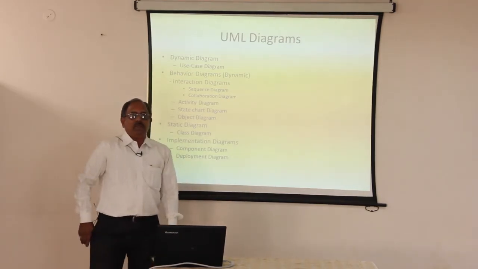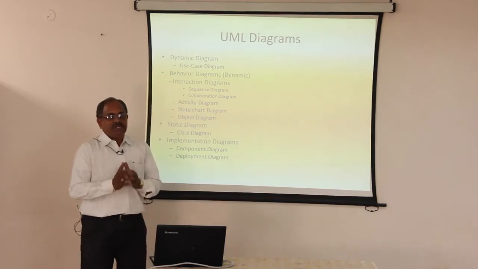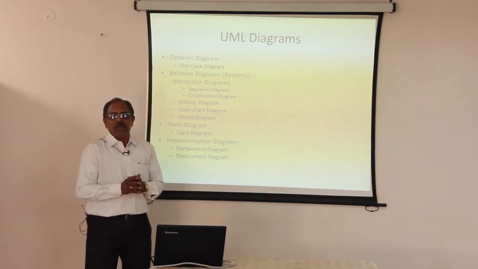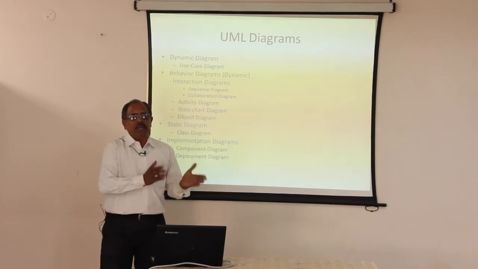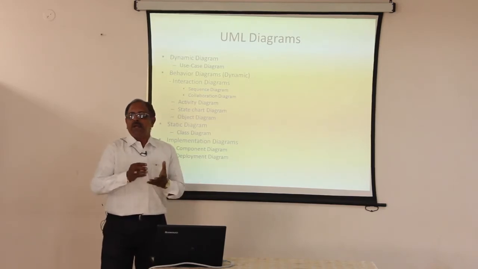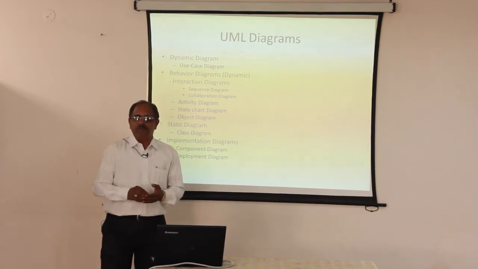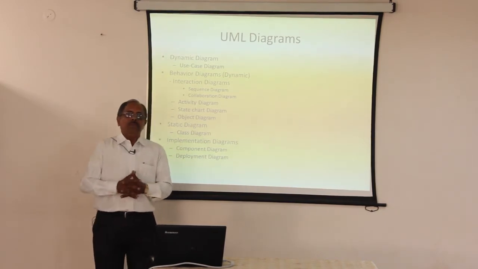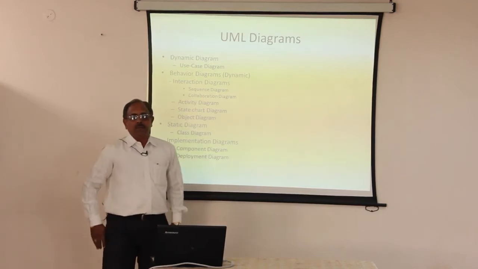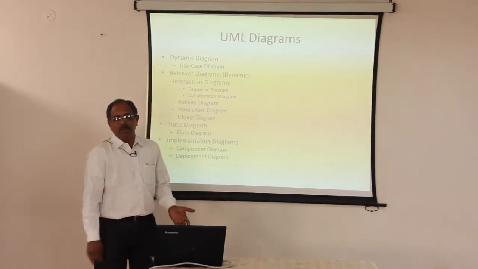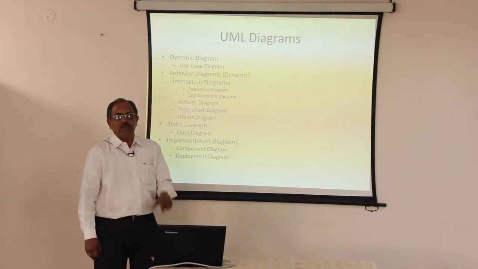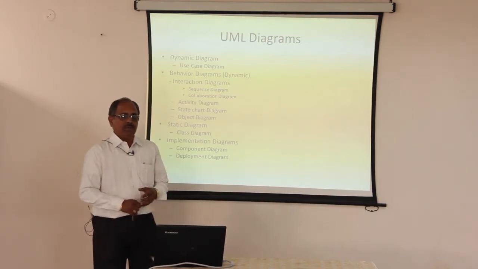The class diagram comes in the design environment, where the classes that we identify from the object behavior are represented, and the class relationships are converted into the platform as the implementation. And in the implementation diagram, we have the component diagram as well as the deployment diagram. These are the 9 diagrams we can draw using the UML.